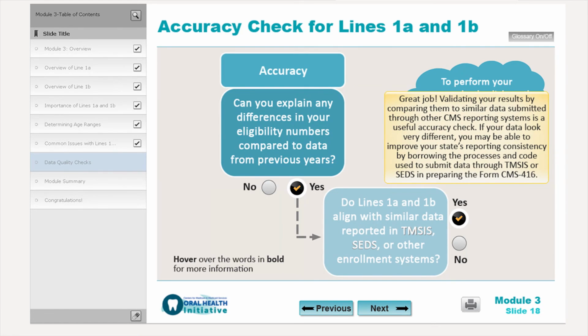If you answered yes, great job. Validating your results by comparing them to similar data submitted through other CMS reporting systems is a useful accuracy check. If your data look very different, you may be able to improve your state's reporting consistency by borrowing the processes and code used to submit data through TMSIS or SEDS in preparing the Form CMS-416.